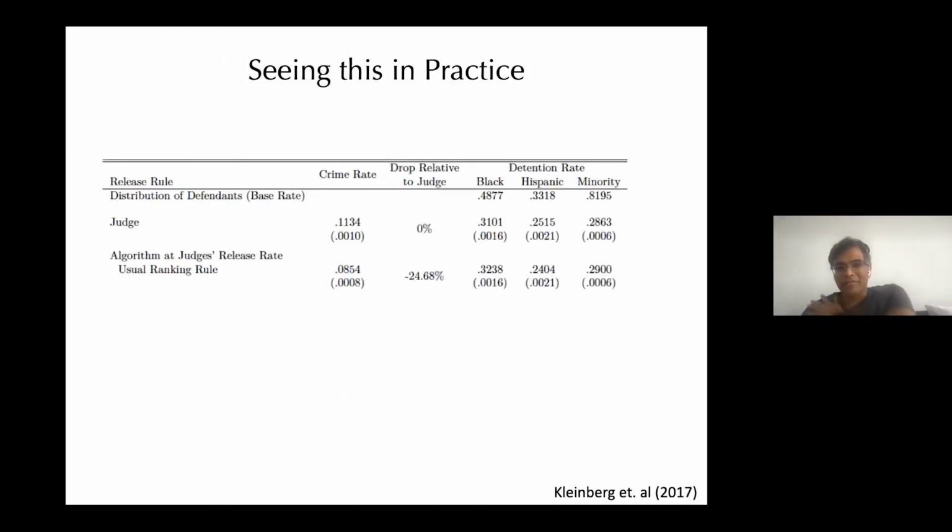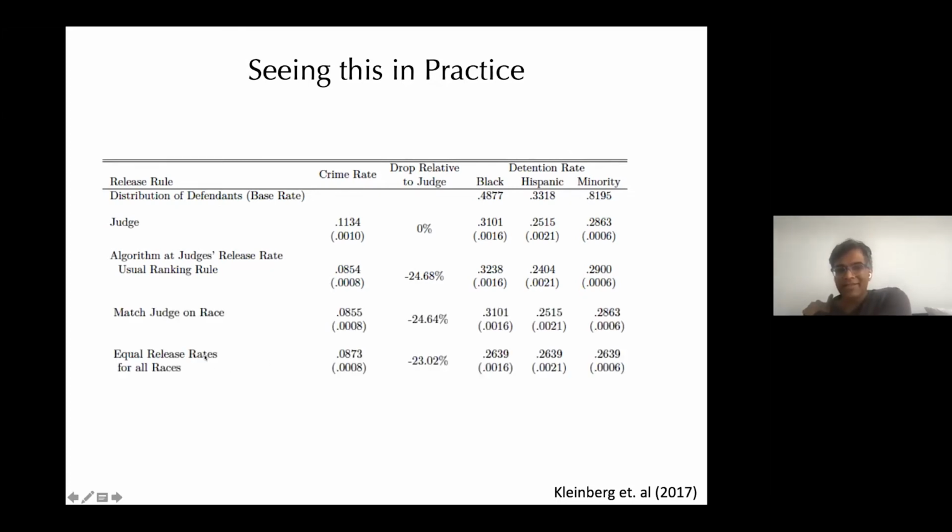So let's see what this does in practice. We take our original algorithm and then we say, let's actually equalize the release rate for all races. And you can see that if we do that, so we just set thresholds so that we get the same release rate for all races, we basically get, there you go, that's the equity, but you get basically the same welfare gain, not a 24% drop in crime, but a 23% drop in crime, which suggests that you can get a huge equity gain as well as basically the same efficiency gain.